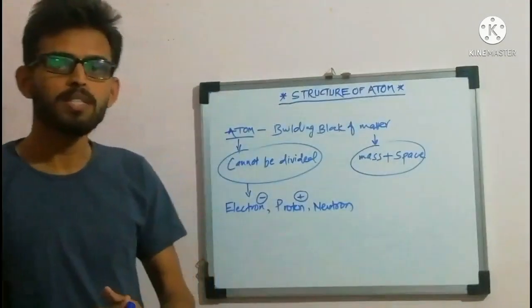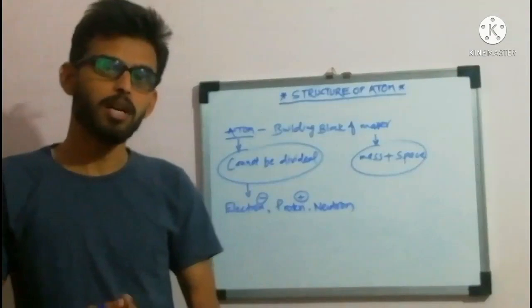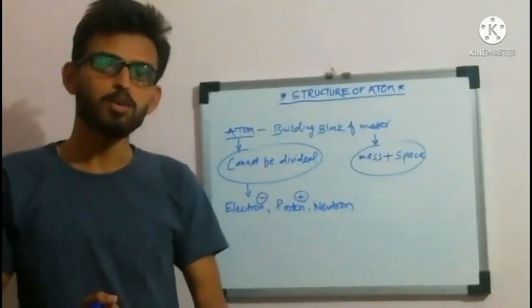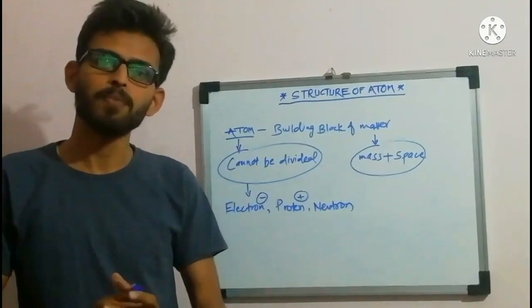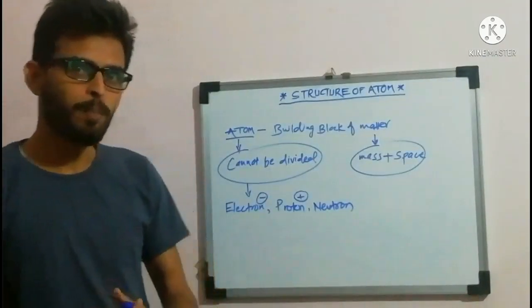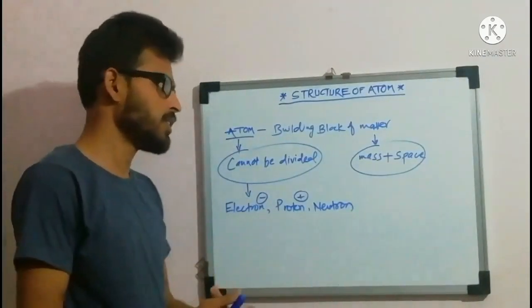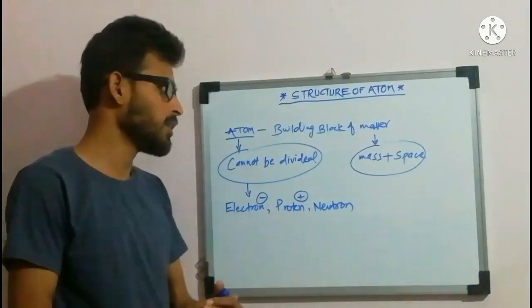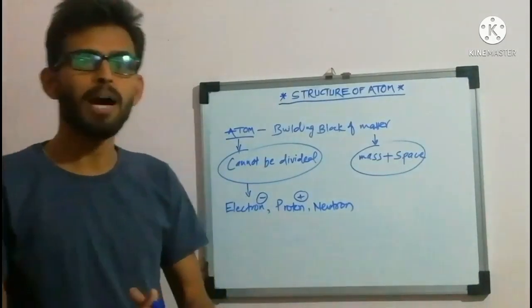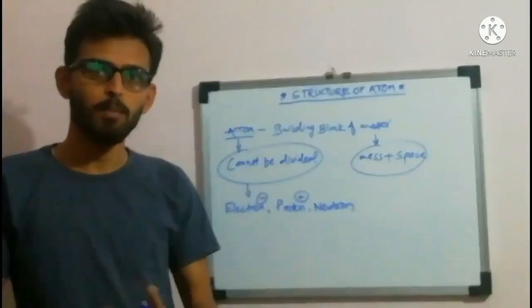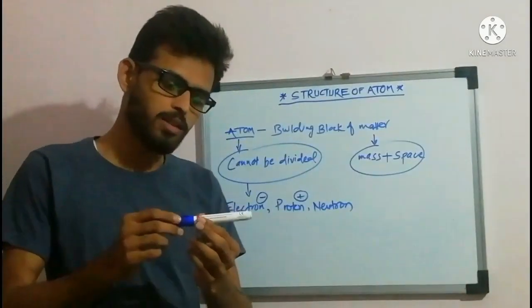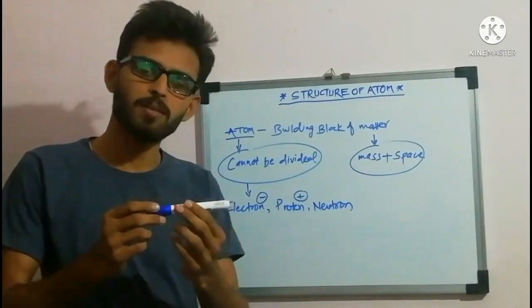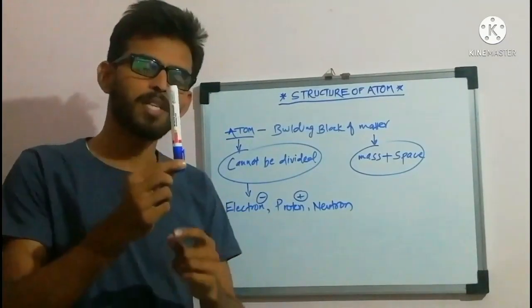Till now you have studied what matter is, right? Atoms or molecules are nothing but the building blocks of matter. Matter is a substance which has mass and occupies space in the universe. For example, this is a pen. If you measure its weight, it will have some mass and it occupies space in this room or the universe.